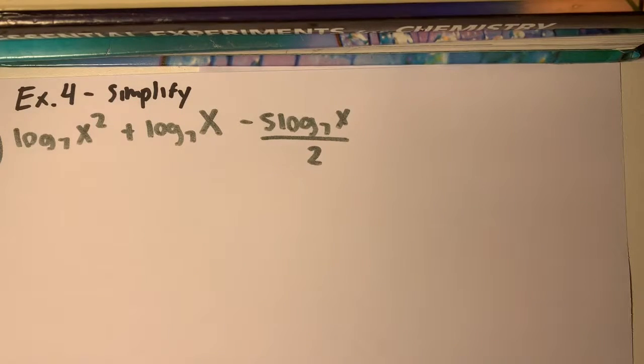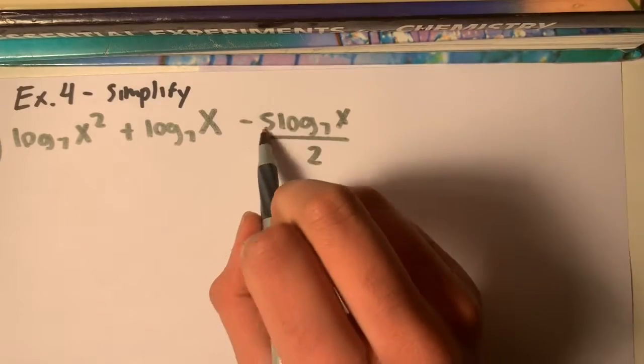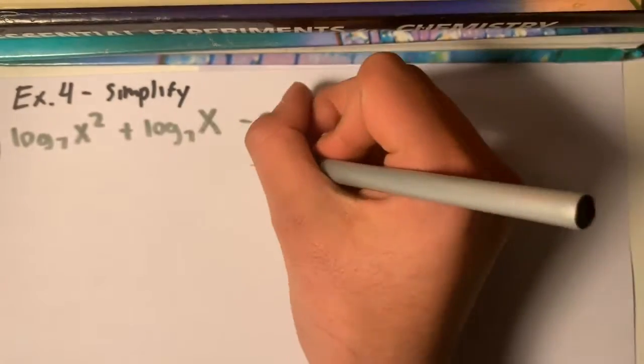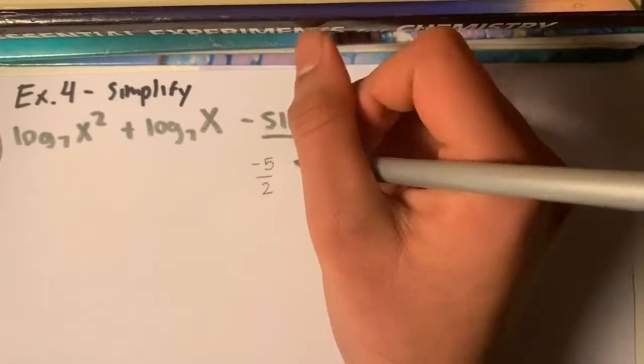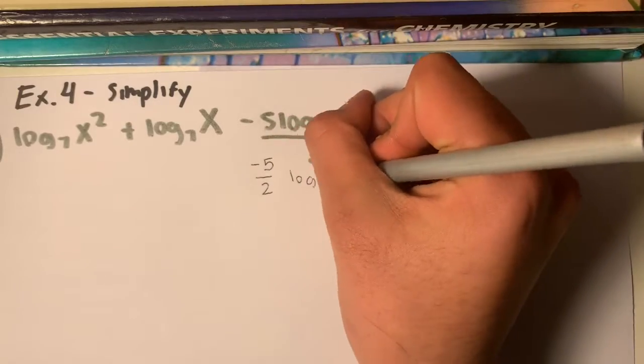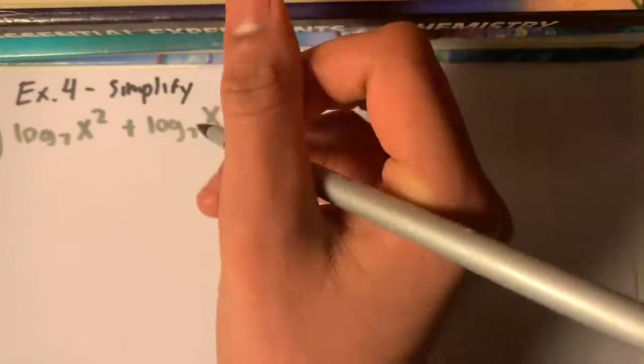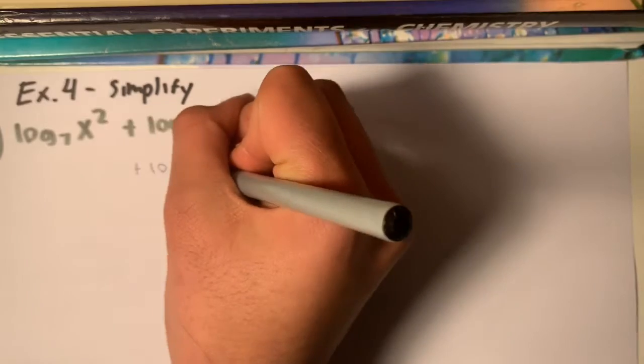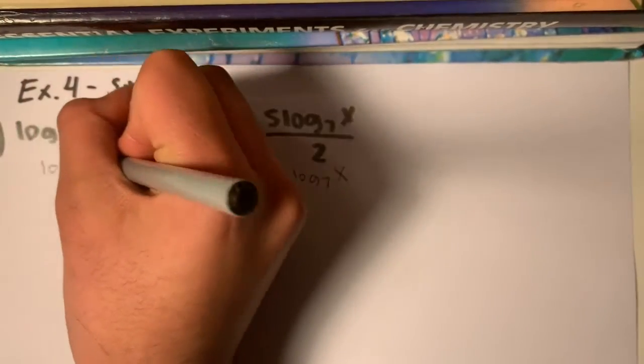First I'm going to start off by looking at this over here. I can see this negative 5, and there's a 2. So what I'm going to do is just make negative 5 divided by 2, and it's going to be log 7x, just to make it easier for me. It's going to do the same thing, plus log 7x and log 7x squared.